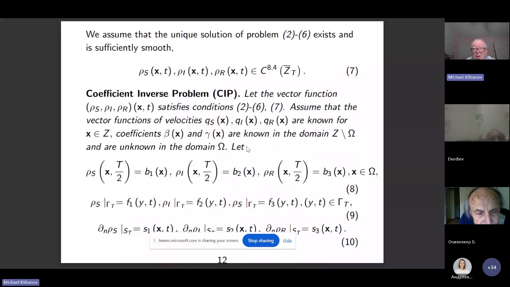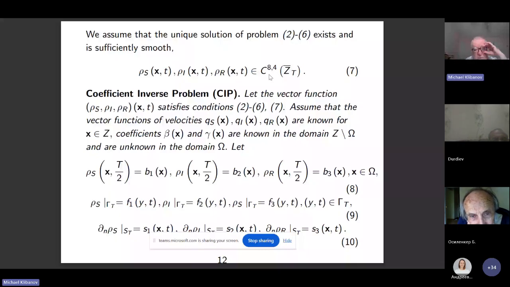You see, it's sufficiently smooth, C^{8,4}. Why C^{8,4}? To be honest with you, in the field of inverse problems, people don't care about smoothness assumptions. Whatever smoothness works is fine, basically. Because again, inverse problems are so complicated by themselves that caring about smoothness is too much of a headache.